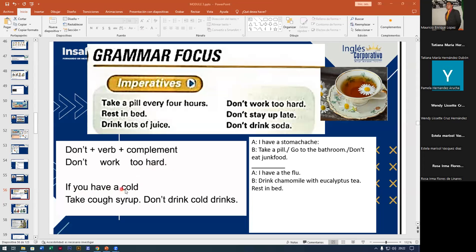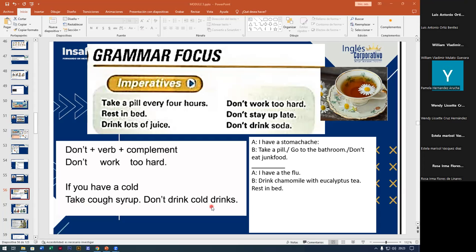In the case that you have a cold, if you have a cold, take cough syrup. This is affirmative instruction, but also we have negative. Don't drink cold drinks. So let's repeat it. Tatiana, are you there? Yes, teacher. Can you repeat this one, please? Take cough syrup. Cough. Syrup. Don't drink cold drinks. Very good. That's nice.